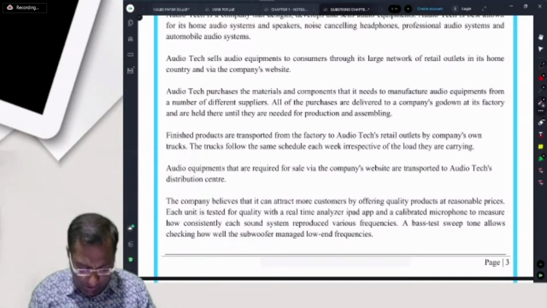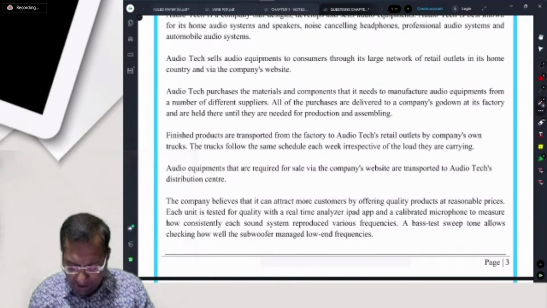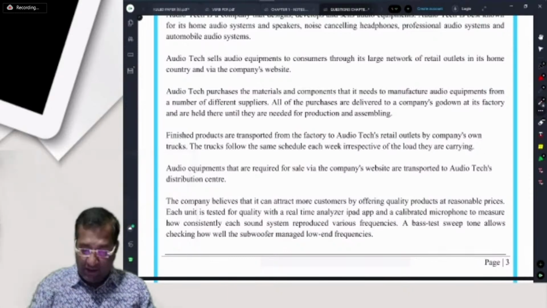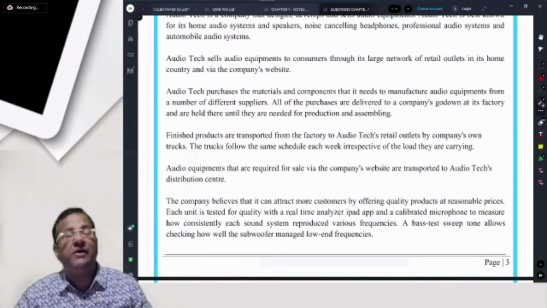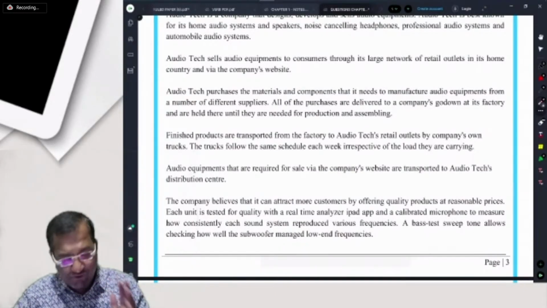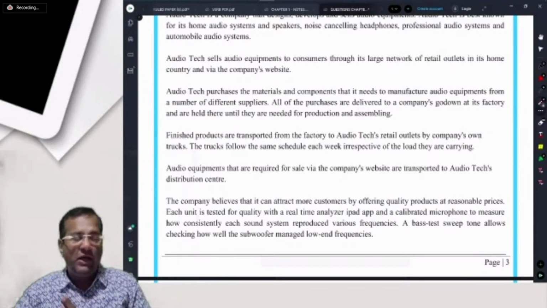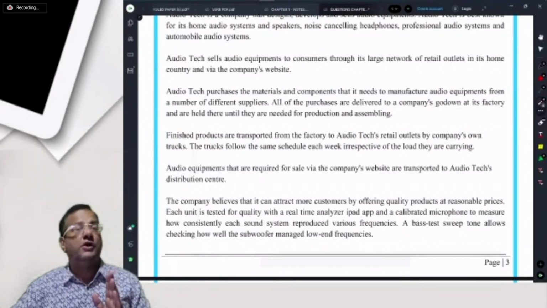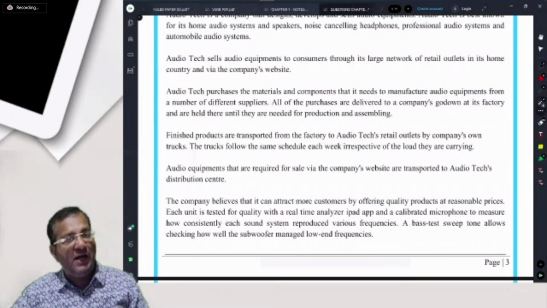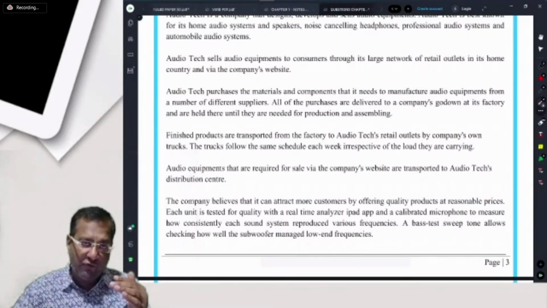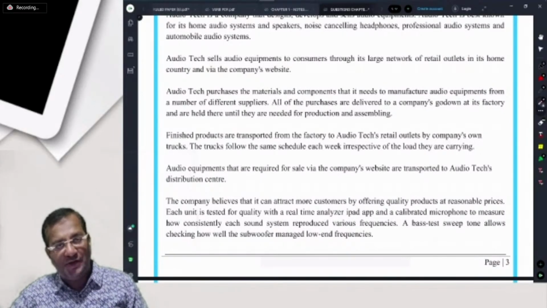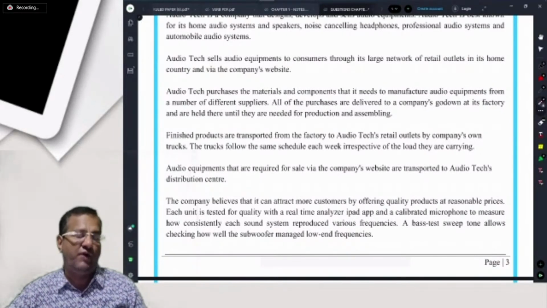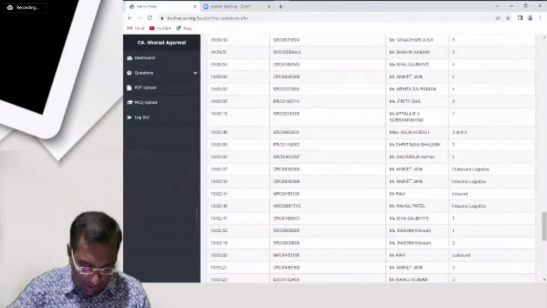Okay, this is the theoretical point. Now you have to link this point with this. We will collect the audio equipment from the factory through our own truck. This is a very, very important point. Through our own truck, and the truck follows the same schedule irrespective of the load they are carrying. Hope you are understanding what is required as SMP, beta. It's not a numerical paper. It's not a theoretical paper. It's 85% application based paper. Whatever you have learned, you should be able to apply that knowledge into the particular question. Then only you will fetch the full marks. Okay, beta? Any doubt in this particular question?